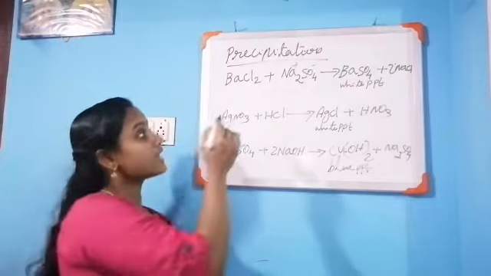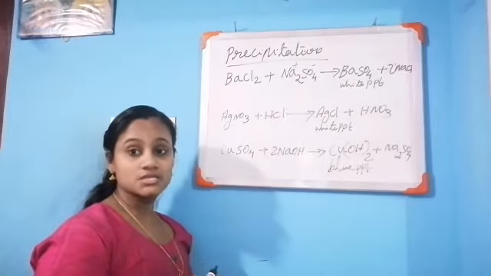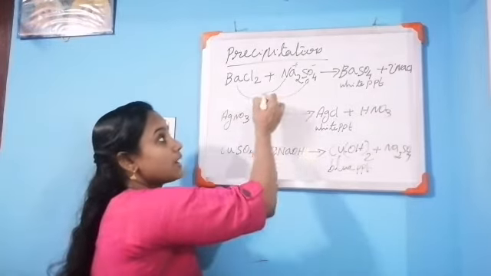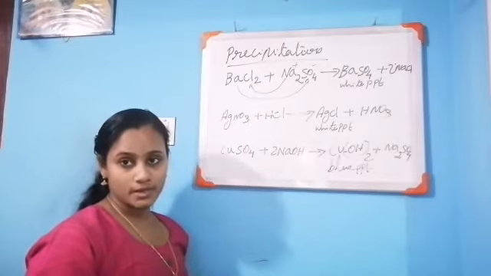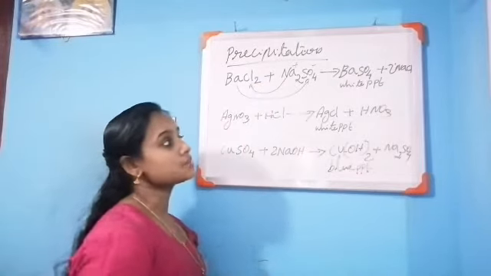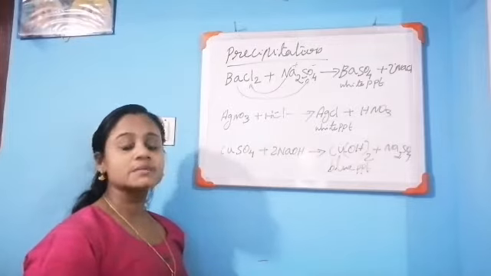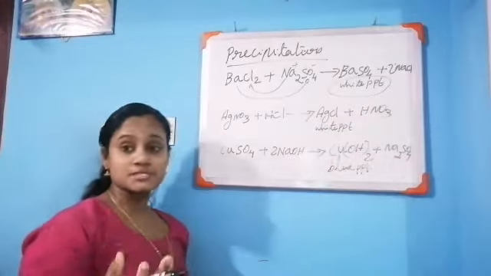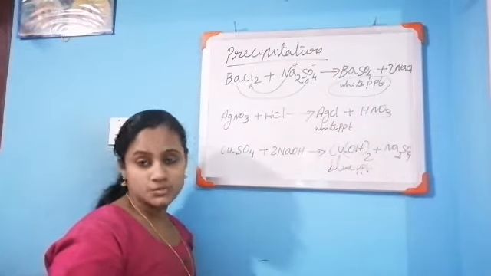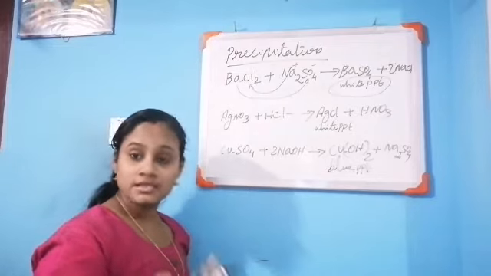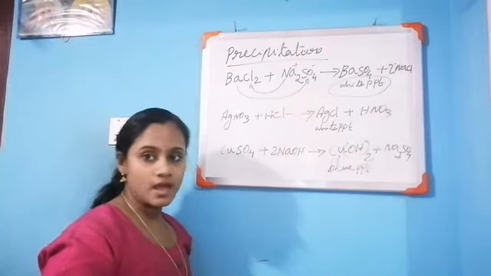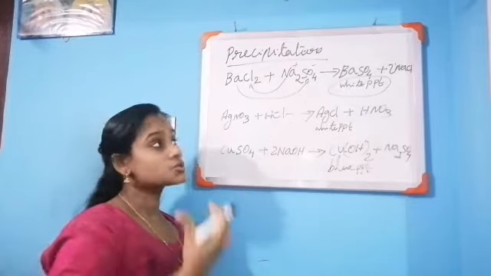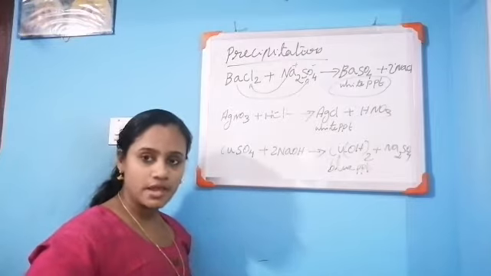So they exchange their ions. Barium combines with sulfate, sodium combines with the negative ion chloride. So barium sulfate and sodium chloride are formed. In this reaction, a white precipitate, a white insoluble solid, is formed. So we can say this reaction is precipitation reaction.